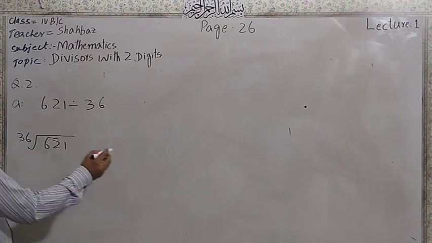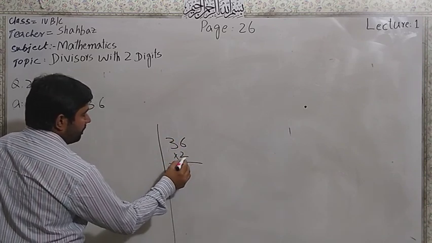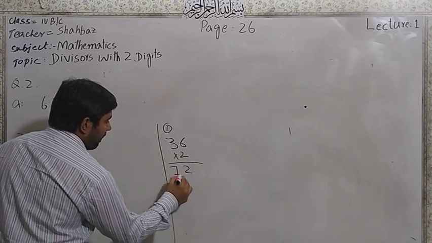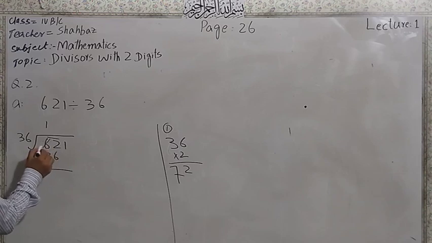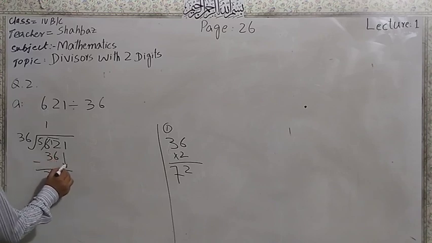You can guess this. 36 multiplied by 2. 2 6s are 12. 1 will be carried. 2 3s are 6 and 1, 7. It's greater than 62. So you will see that 36 1 is 36. 6 is not subtracted from 2, so you will take carry from here. It will be 12. 12 minus 6 will be 6. 5 minus 3 will be 2. Now it will come here.